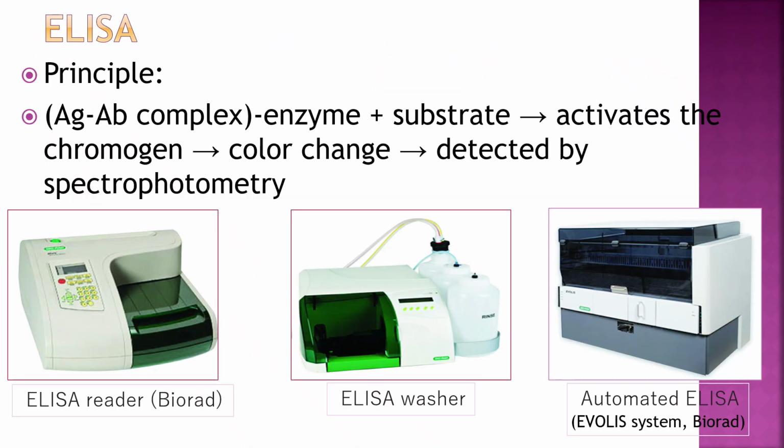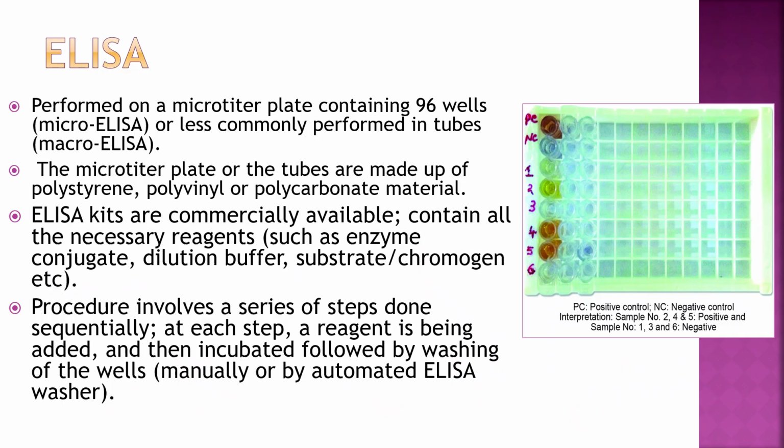ELISA principle: antigen antibody complex, enzyme, then substrate is added which activates the chromogen, and there is a color change detected by spectrophotometry. And here you can see an ELISA reader, ELISA washer, and automated ELISA machine by BioRad.